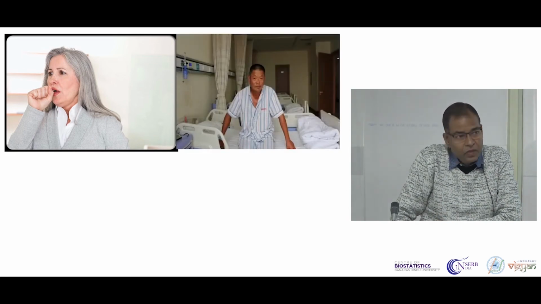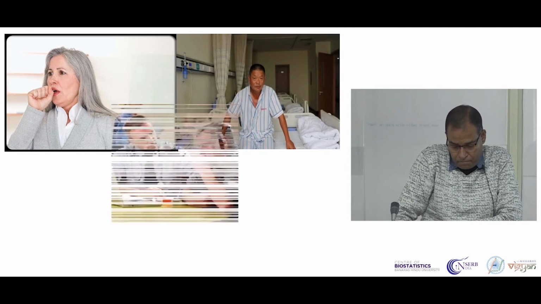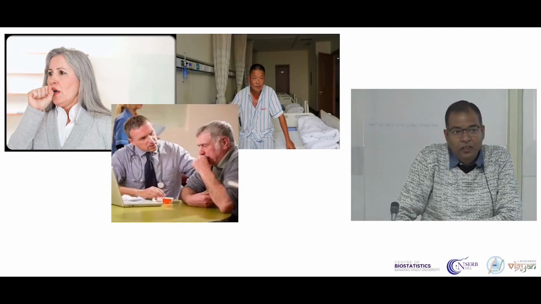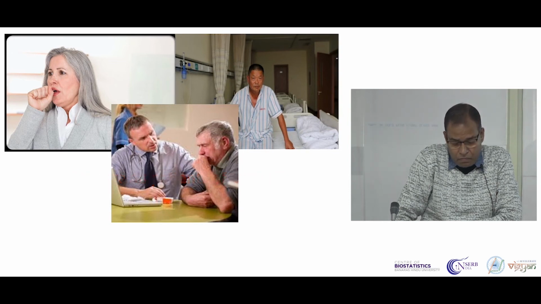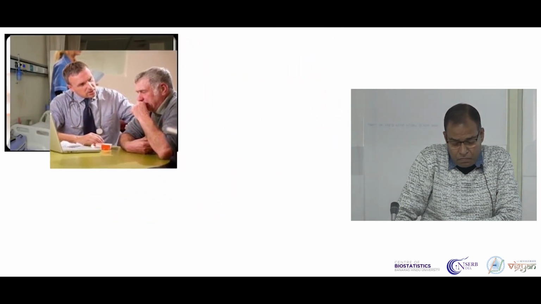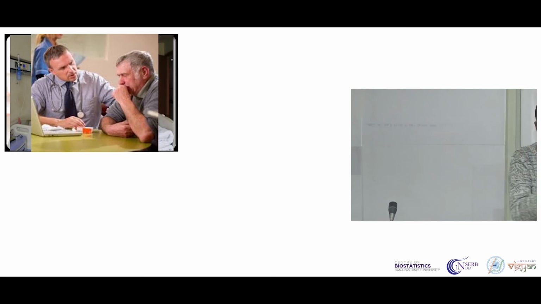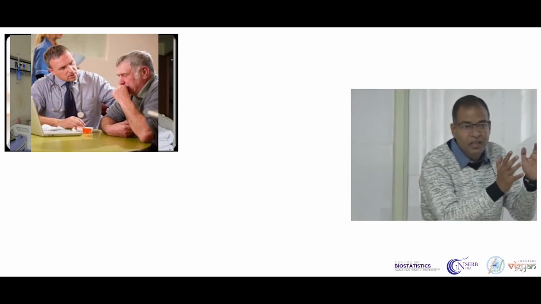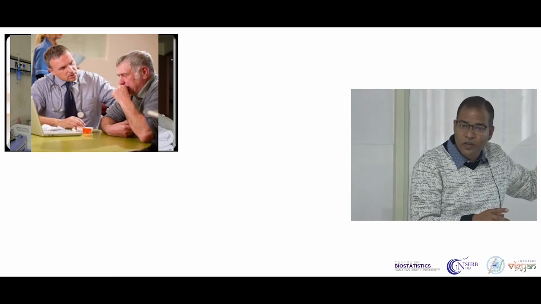Who are they? The patient is suffering from lung carcinoma. Another patient, he is also suffering from lung carcinoma. Another patient, he is also suffering from lung carcinoma. So what we have done? We have taken all lung carcinoma cases together, and we are calling it disease positive, that is the cases. Is this clear? Up to this slide, is this clear to all of you?